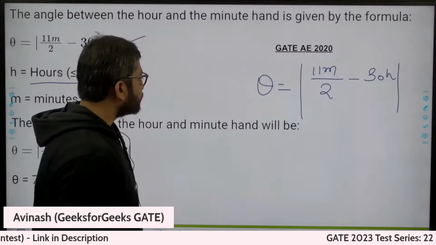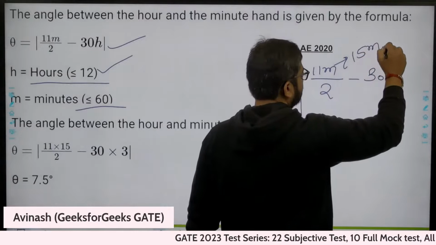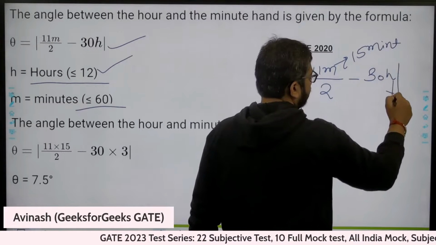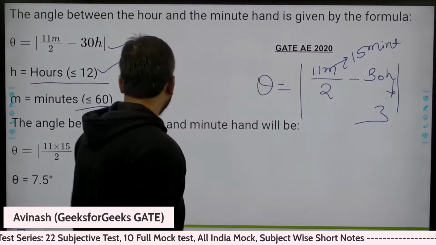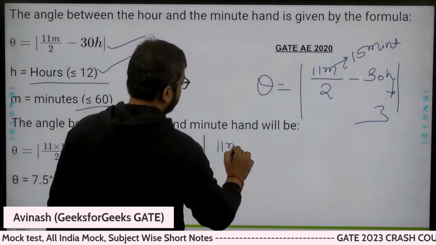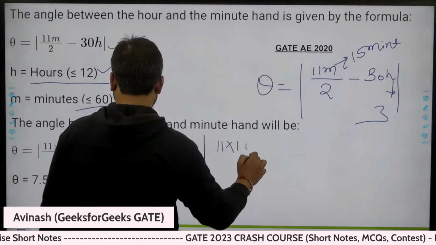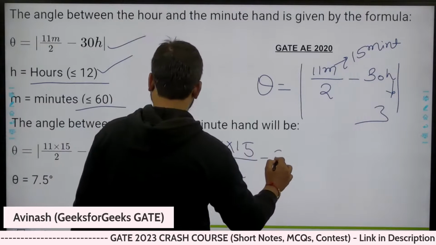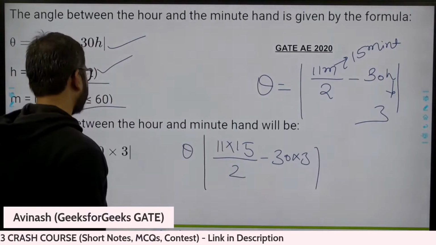Now, in that question, the minute hand has already passed the quarter, so 15 minutes, and the hour is 3. If you just put the values in this, theta is equal to 11 into m, which is 15, divided by 2, minus 30 into 3. If you solve this, you will find the value.